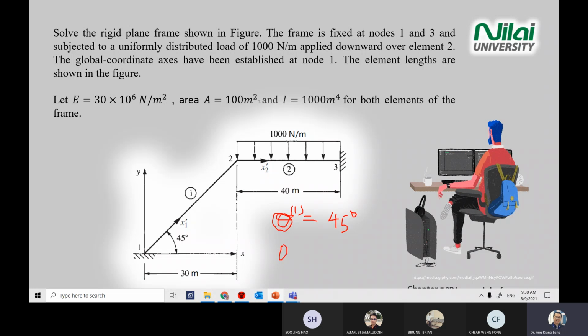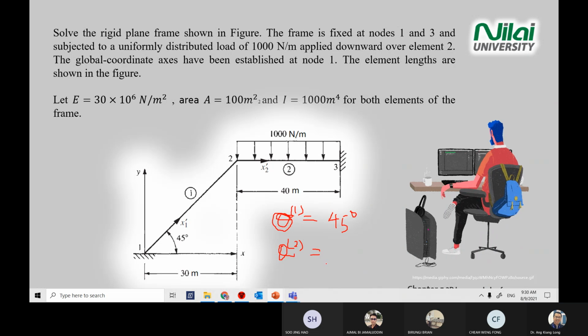Okay, element 2. Jia, what is the angle for element 2? 0.